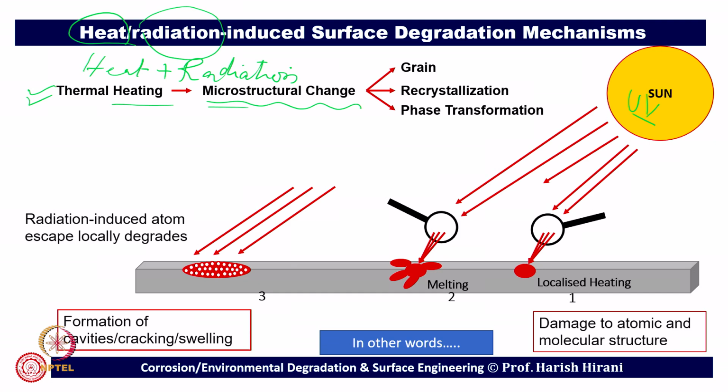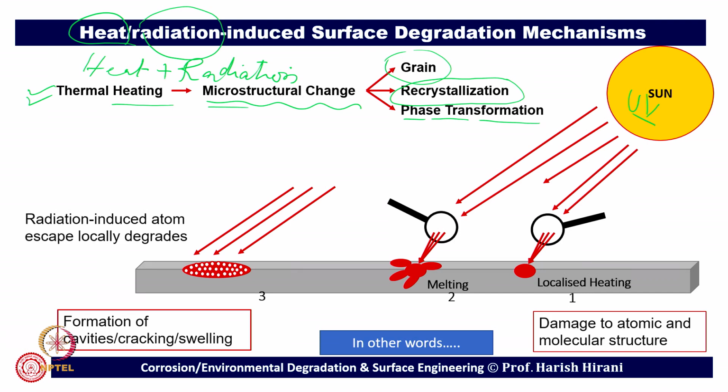We are trying to review those examples and indicate how the thermal heating is changing the microstructure. Now, the microstructure change can be grain related, it can be grain deterioration, grain growth, it can recrystallize the metal, maybe from one form to another, and there is also the possibility of phase transformation. It can be melting also, which we have studied in one of the previous lectures.